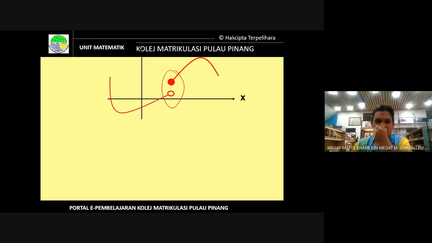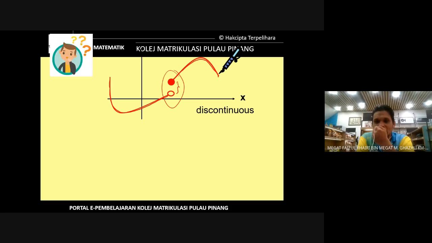If I begin from here and sketch this, I stop here and then I need to lift the pen and start at this point and continue my journey. So dia ada terputus kat sini. Terputus. It's not continuous here. So this is discontinuous.